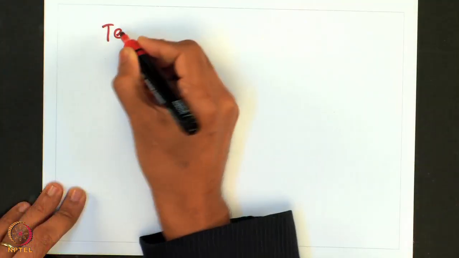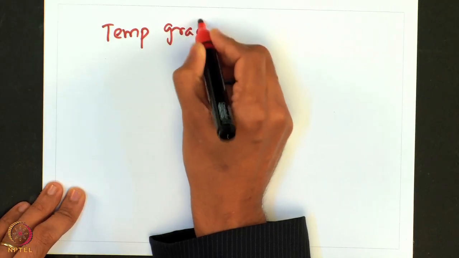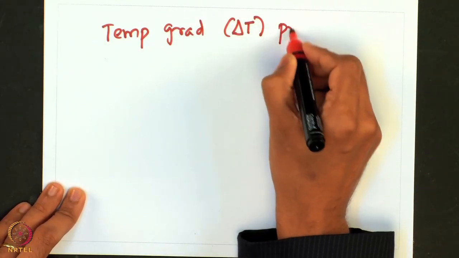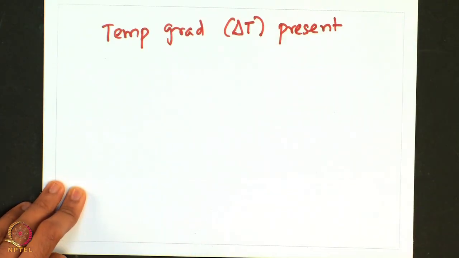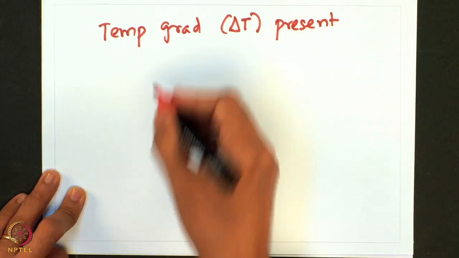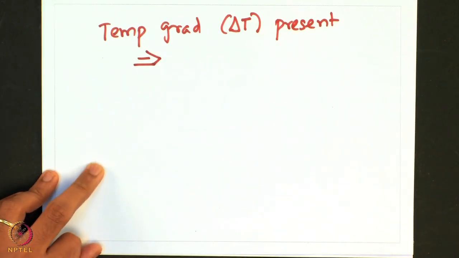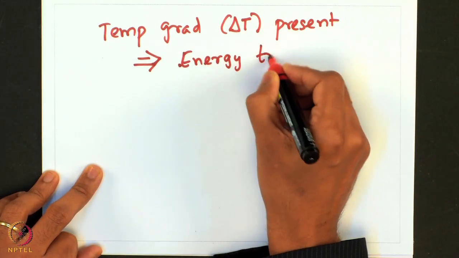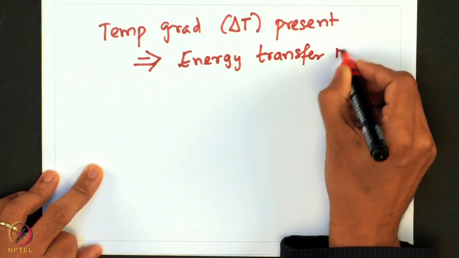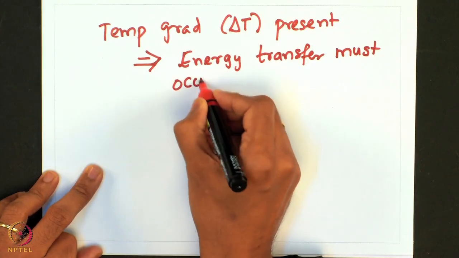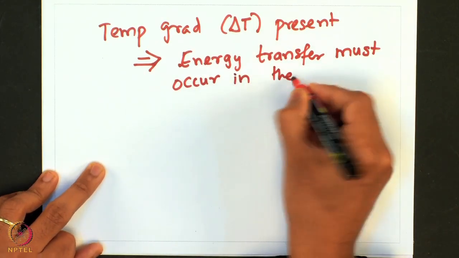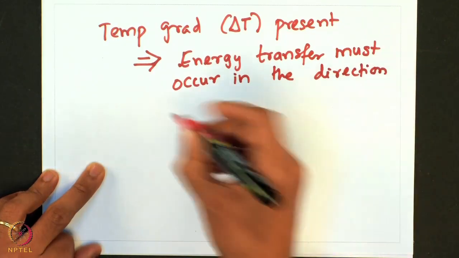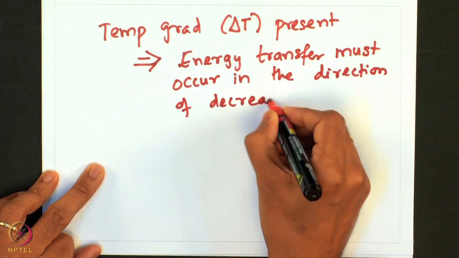Now, in the presence of a temperature gradient, the energy transfer must occur in the direction of decreasing temperature.